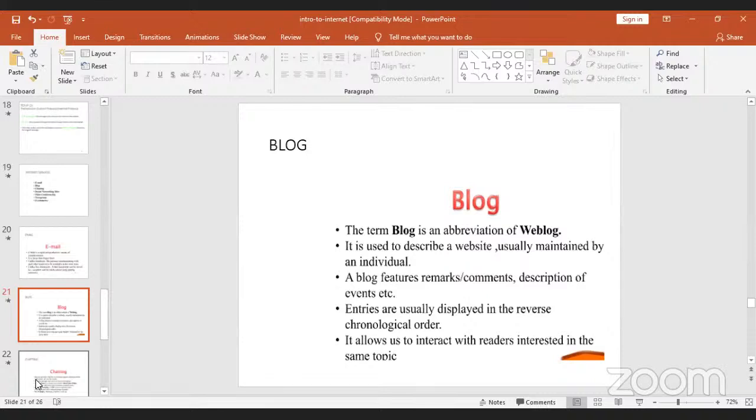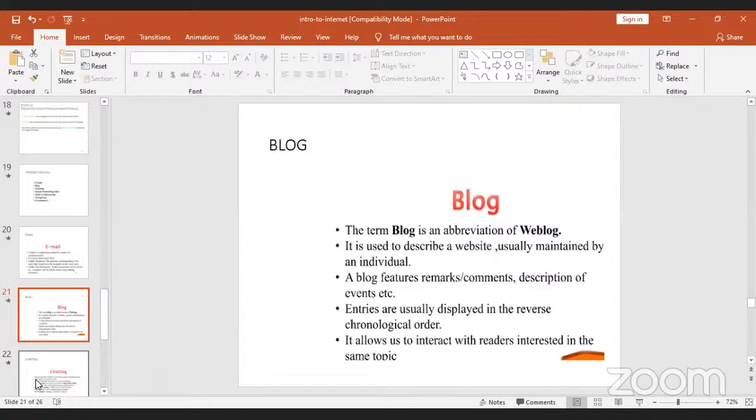So all these things are done on the internet, and there are services provided on the internet, and we even see people trying to bring disinformation and doing illegal and incorrect things on the internet using these blogs. A blog features remarks, comments, descriptions of events, etc. Entries are usually displayed in reverse chronological order. It allows us to interact with readers interested in the same topic. We even have blogs creating employment opportunities. Some people, when you ask them what they do, say they are bloggers. They have found their profession in this, and they are making a lot out of it.